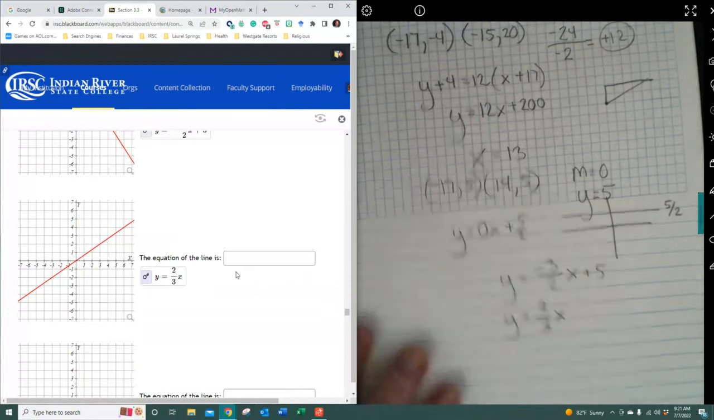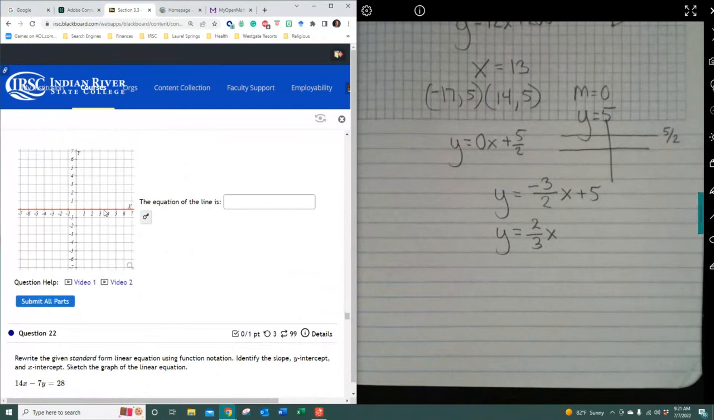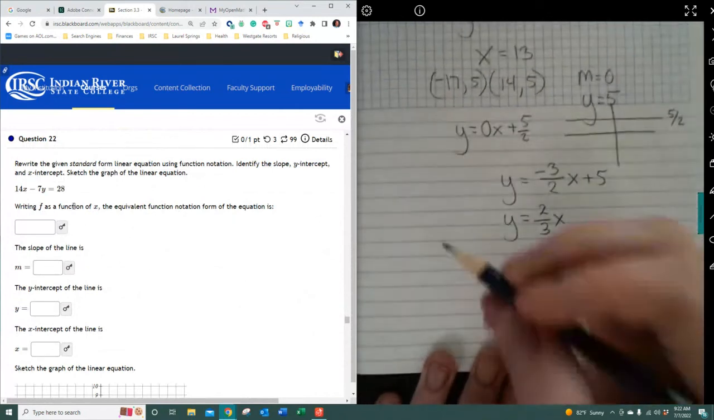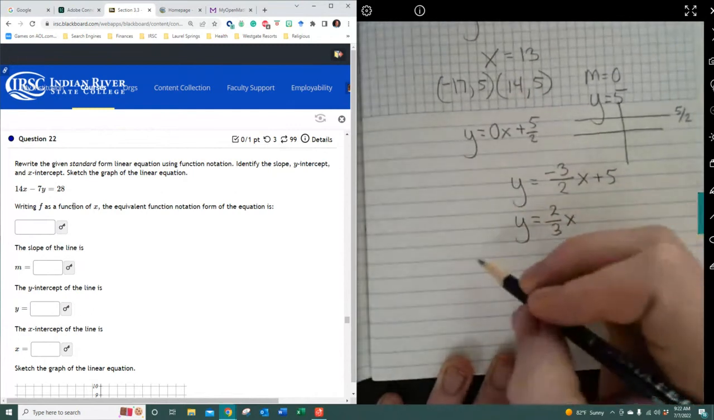All right. This is a horizontal line where y equals 0. There's the answer. Rewrite the given standard form of linear equation. Now, it wants us to write it in slope-intercept form. That's what they're asking us to do.